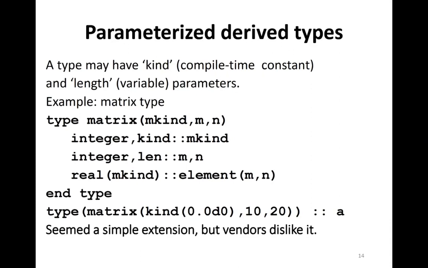So here we have a matrix type. So the kind could be single or double, and the size is m by n. So it has two integers, which are its sizes, and has an array of size m by n. And here I'm declaring an object A of this new derived type. It seemed to us at the time to be fairly simple when we were designing the language, but it's hard for implementers to do it. One of them described the length parameters as unkind.